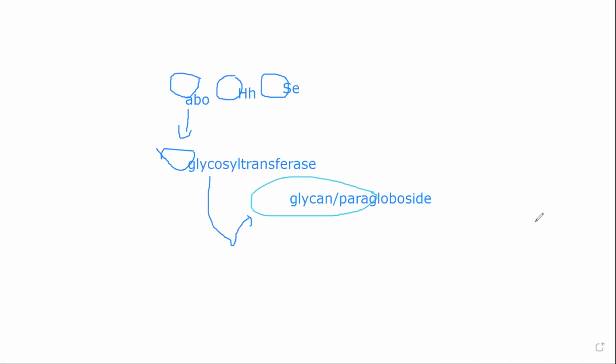Naintindihan? Before we proceed dun sa formation ng each of your antigen, this is the general concept, class. You have to understand this in order for you to understand the formation of the respective antigens, formation of your A, B, and H antigens.